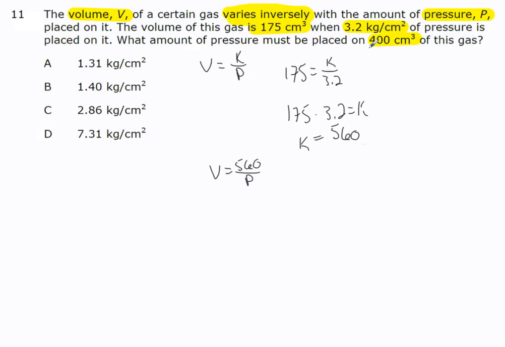All right, so I want to know what pressure must be placed when it's 400 centimeters cubed of this gas. So we have 400 for the volume is equal to 560 divided by P. Solving for P, I'm going to multiply both sides by P, and then divide both sides by 400, so I get P is equal to 560 divided by 400. That gives me 1.4 when I do that division. So it's 1.4 kilograms per centimeter squared. So the answer is B.